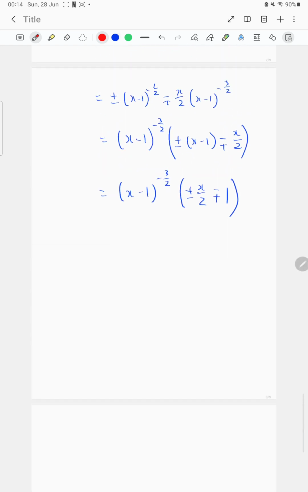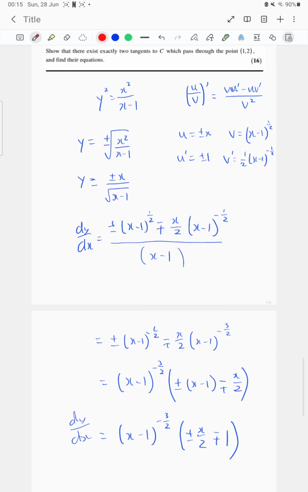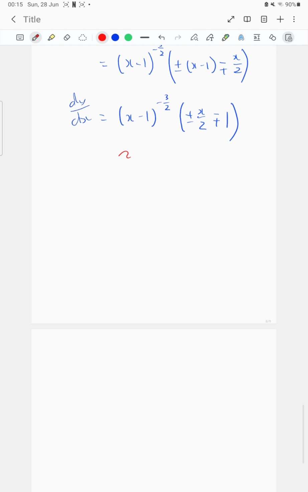Let's label this dy over dx in case we forget. Dy over dx. Okay, now let's look back at the question. It says that it passed through the point (1, 2). So we can put it in the equation y1 minus y equals m of x1 minus x.